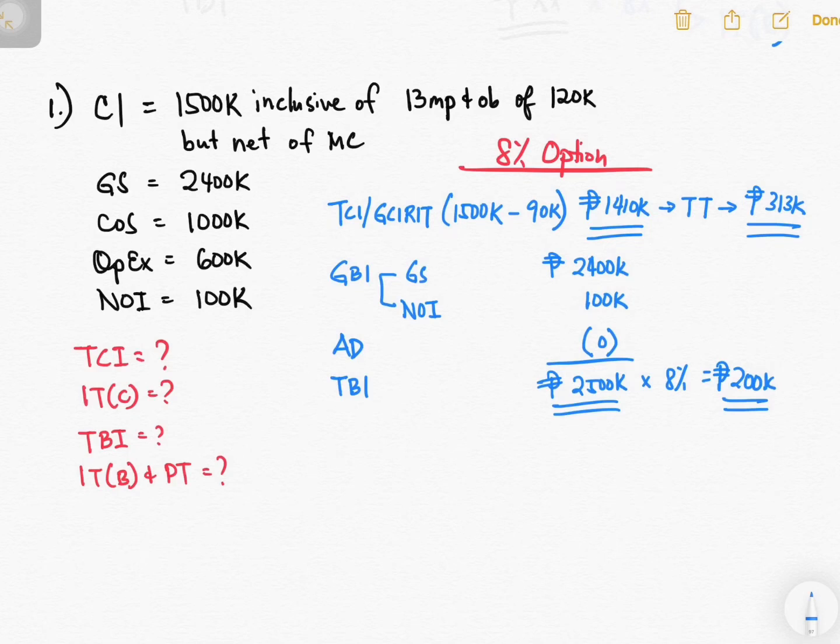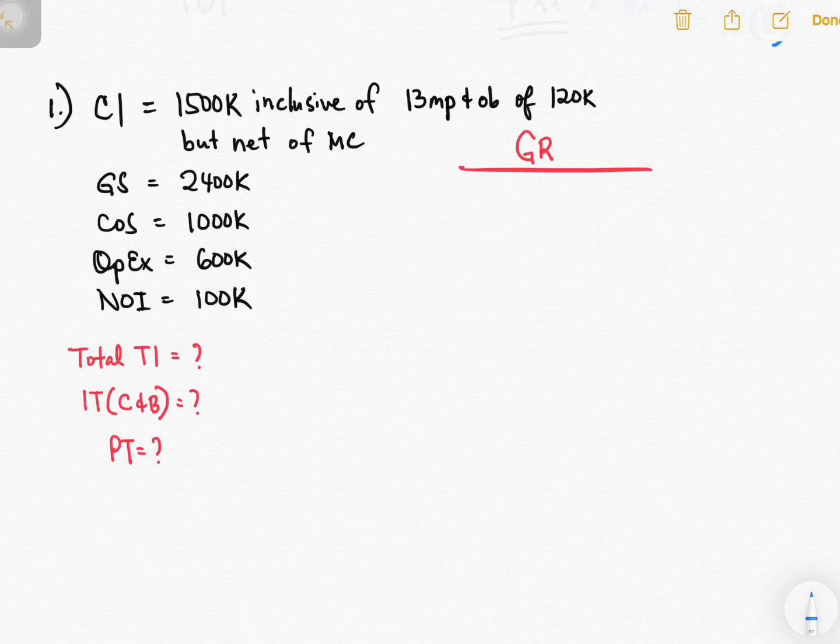So let's try another. Okay, so let's try this one, same as with the one earlier, but the requirement for this one is to compute the total taxable income, the income tax for compensation and business, and then the percentage tax. This time, you will be using the graduated rates. And this is just 3%. Why? Because the combination of your gross sales and your non-operating income does not exceed the VAT threshold. So you will be using percentage tax.